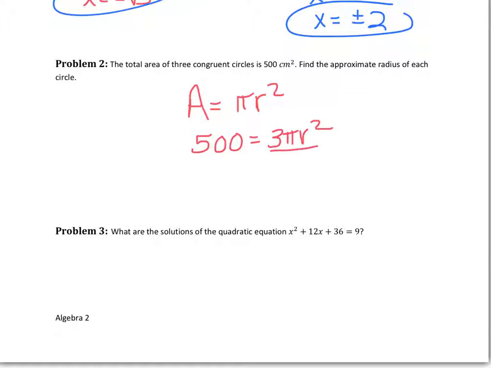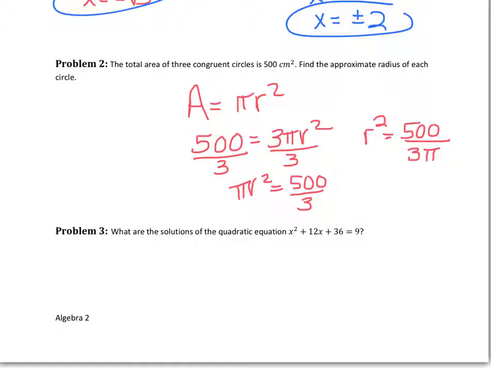And if I divide by 3, pi times r squared is 500 over 3. And then we also need to divide by pi, so it's 500 divided by 3 pi. And then r is equal to the square root of 53.05. And that's approximately 7.3 centimeters, which would be our answer for the approximate radius.